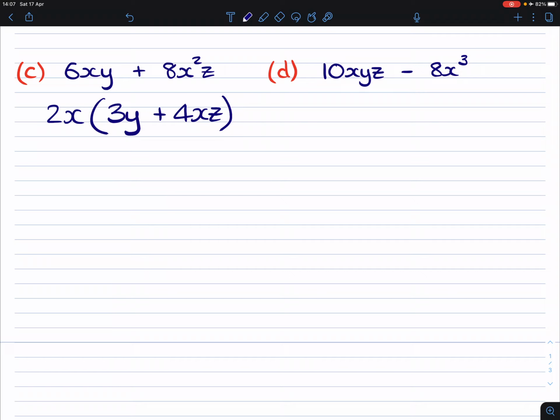Next one, highest common factor between 10 and 8 is 2. Highest common factor between x and x cubed is a single x. No y's or z's for the second term, so that is it for our highest common factor.